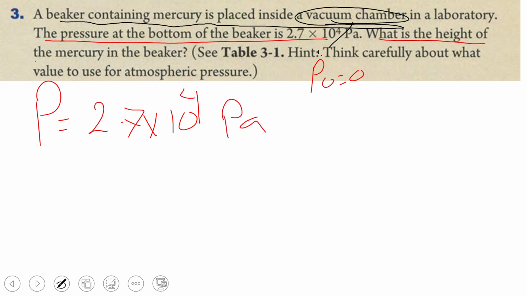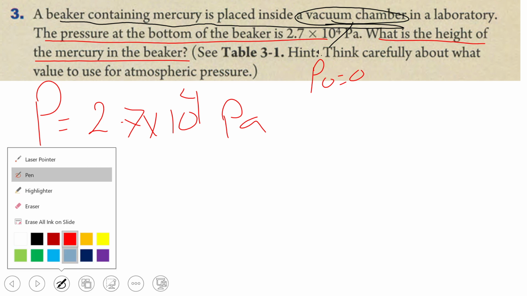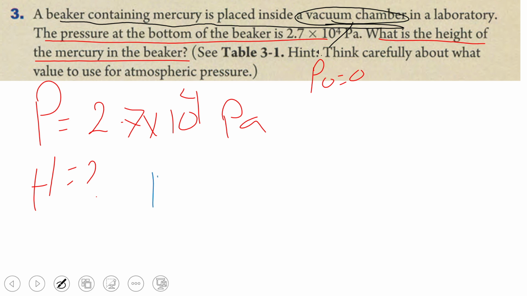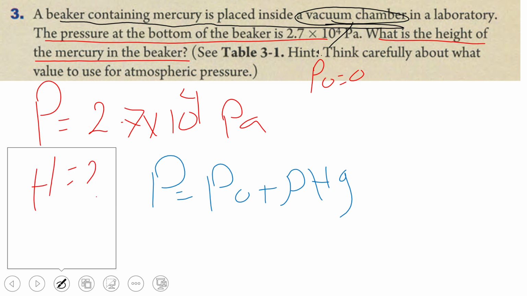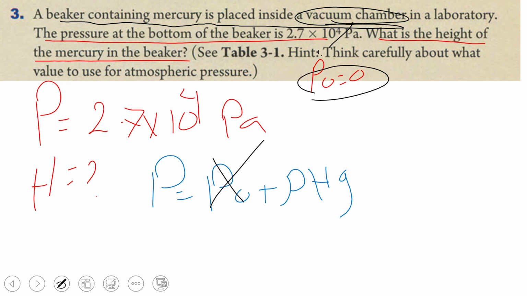What is the height of the mercury? Find h. Okay, what was the rule? P equals P naught plus rho g h. Because we have a vacuum, and we know the vacuum means 0 atmospheric pressure, immediately cancel this. The only pressure left is rho g h.